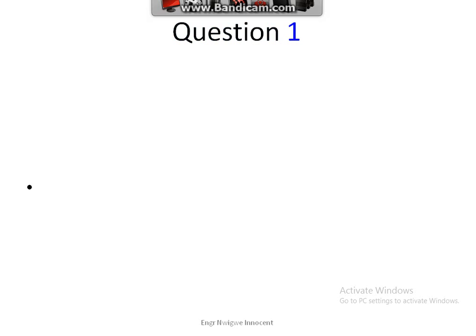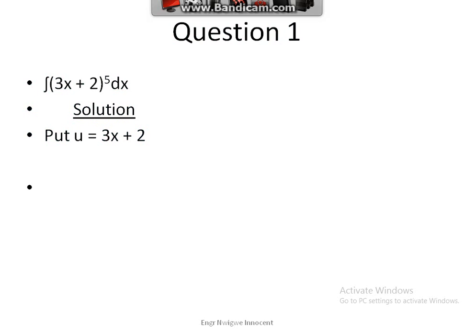Question 1. If you are asked to integrate (3x plus 2) raised to power 5 dx. Solution. We put u equal to 3x plus 2. If we do the differentiation of u, we have du over dx, which will give us 3. Then, if we invert it to become dx over du, we now have 1 over 3.